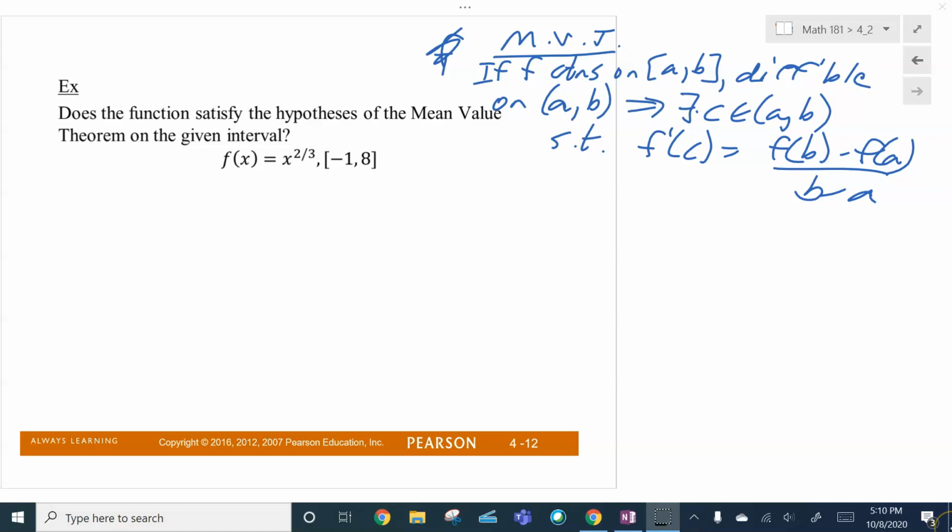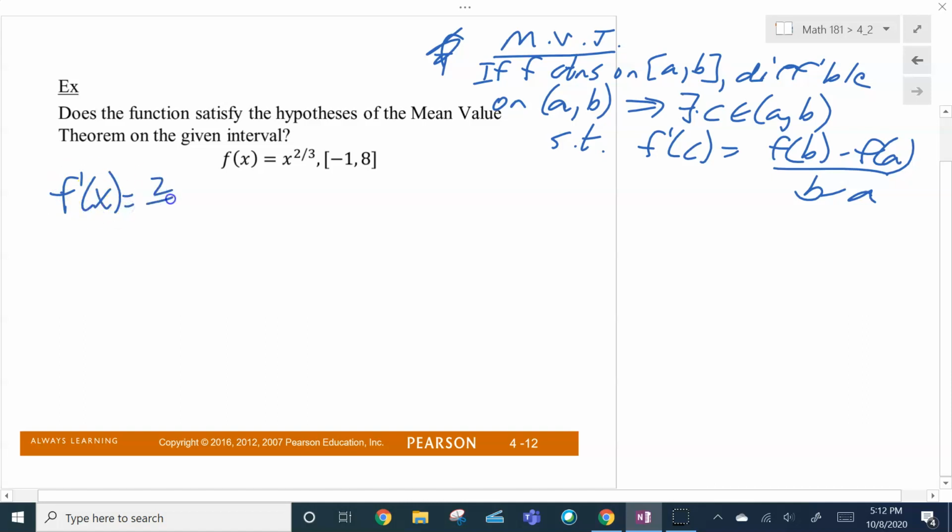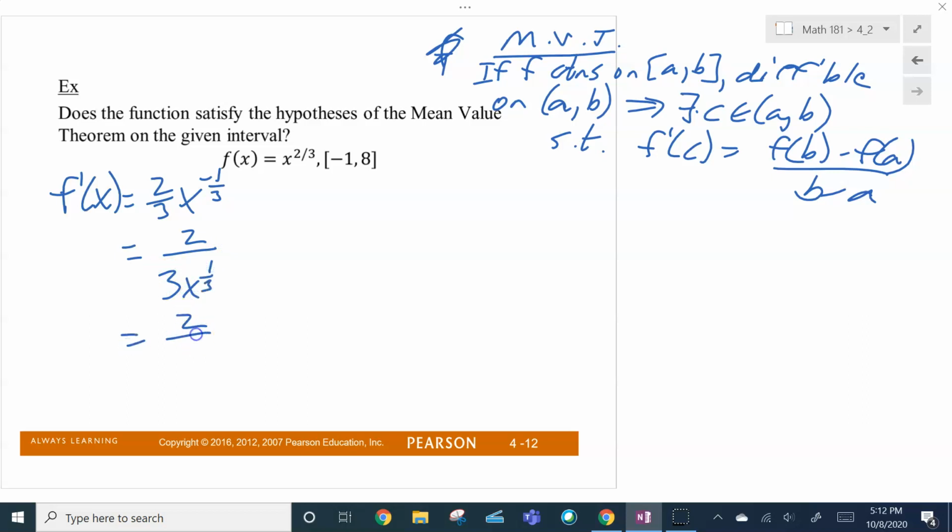So for this here, we have f prime of x equals 2/3 x to the 2/3 minus 3/3, or 2 over 3 x to the 1/3. In other words, 2 over 3 times the third root of x. Right, here's our f prime of x.